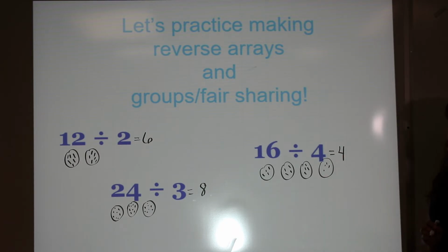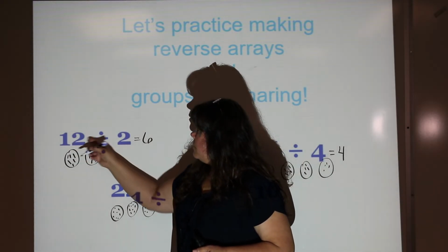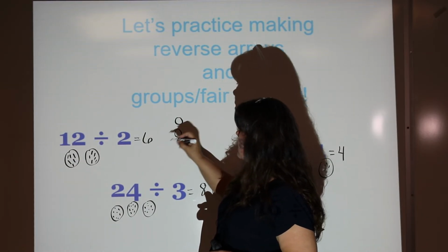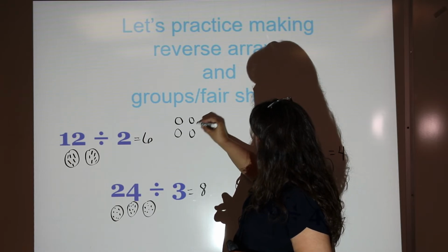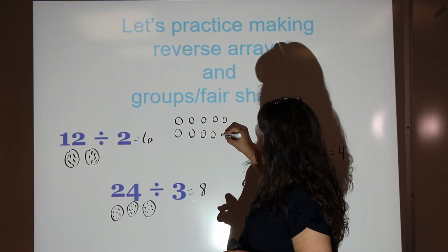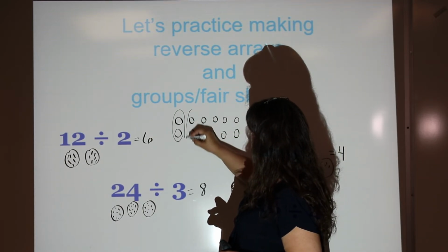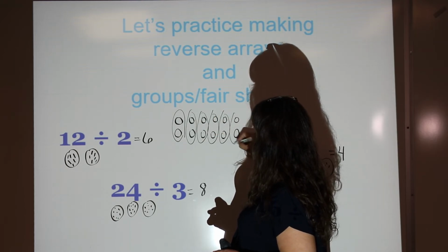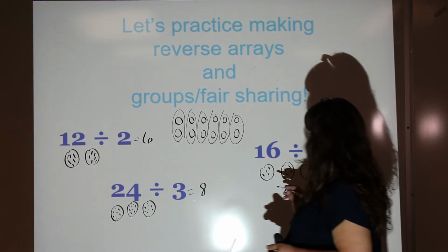Okay, to do the reverse arrays takes a little more room, but I'm going to start with my 12 divided by 2. I'm going to make 2 rows, going down until I get to 12. Remember? So there's 2, 3, 4, 5, 6, 7, 8, 9, 10, 11, 12. Now I count my rows, 1, 2, 3, 4, 5, 6. I count my columns. So then I get 6 again.